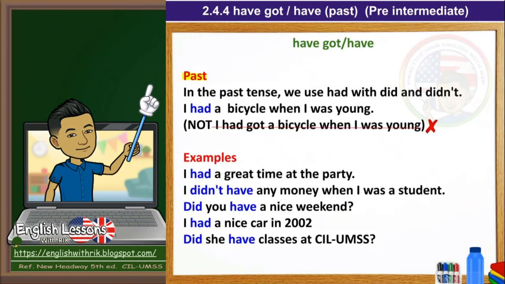Past. In the past tense, we use had with did and didn't. I had a bicycle when I was young. Here are some more examples. I had a great time at the party. I didn't have any money when I was a student. Did you have a nice weekend?